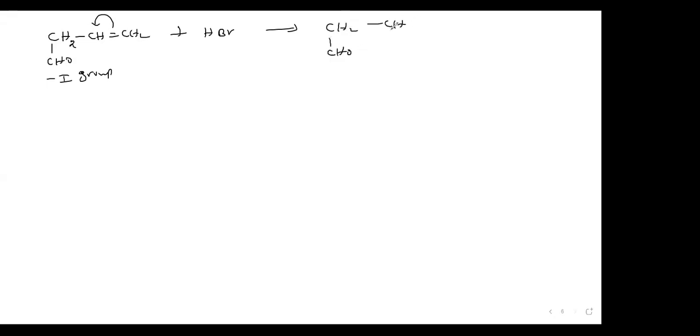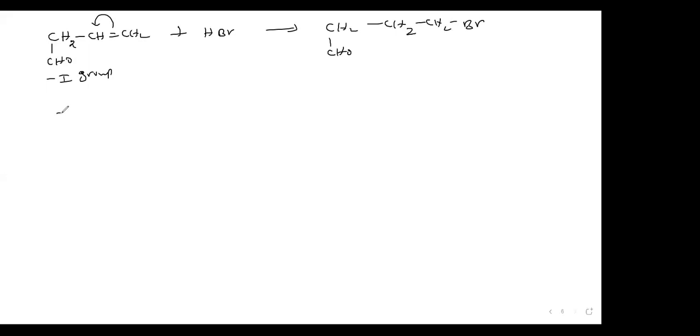In this case, CH2, CH double bond, CH2. Let us place here an aldehyde. Aldehyde is also a minus I group. What will happen? The pi electrons will be pulled towards this. So we will be getting an answer opposite to the Markovnikov product. So this one will be CH2Br.